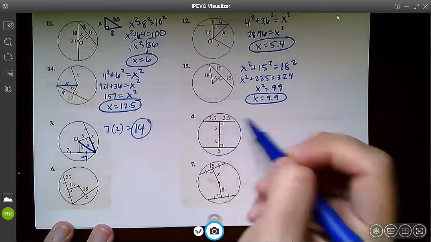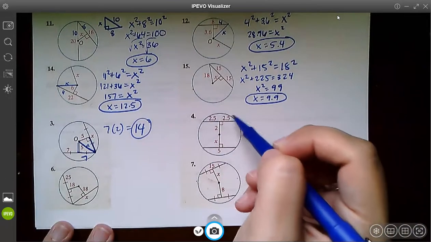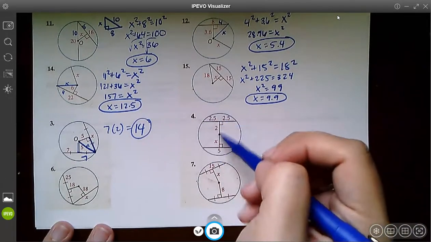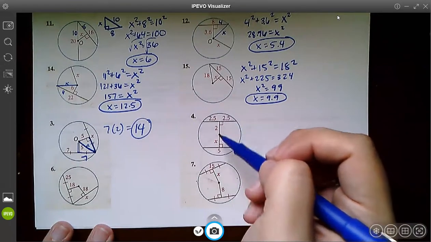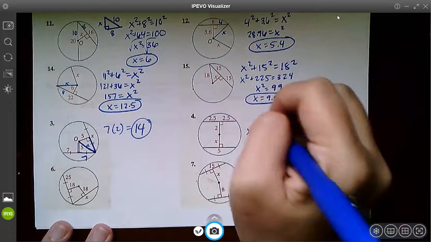Here we have congruent chords. This is 2.5, this is 2.5. Add them together, that's 5. So their distance to the center is going to be the same. So we have 2 here, so that x also has to be 2.